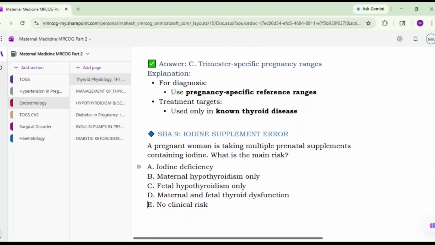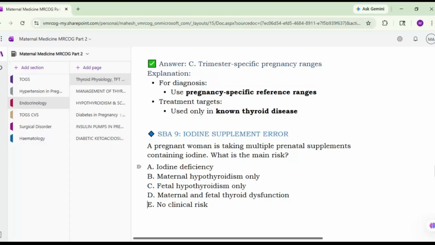Okay, next. A pregnant woman is taking multiple prenatal supplements containing iodine. What is the main risk? A. Iodine deficiency. B. Maternal hypothyroidism only. C. Fetal hypothyroidism only. D. Maternal and fetal thyroid dysfunction. E. No clinical risk.